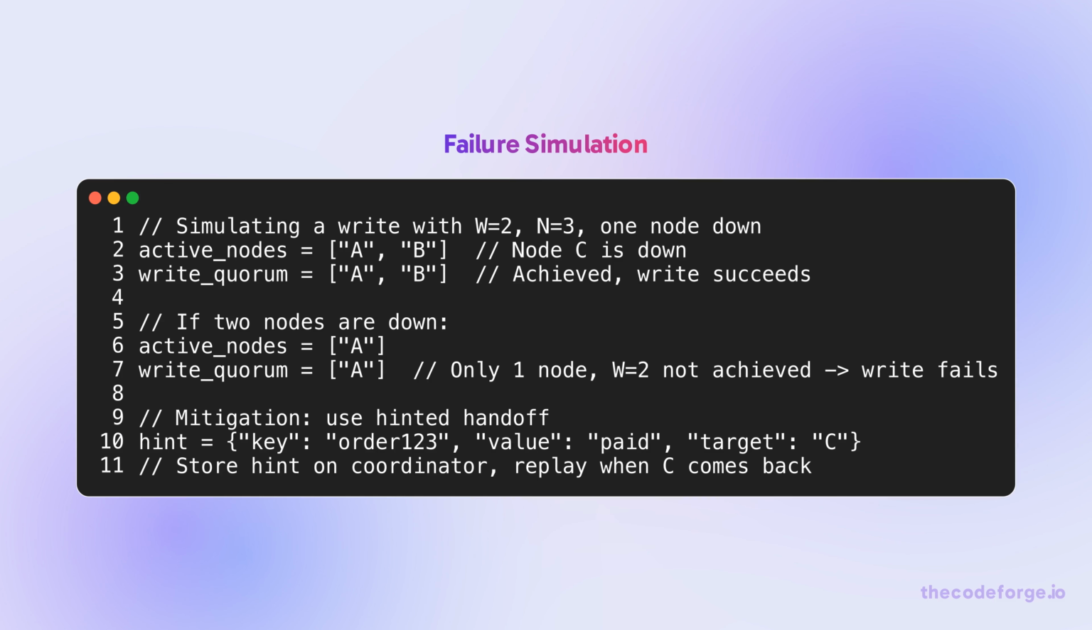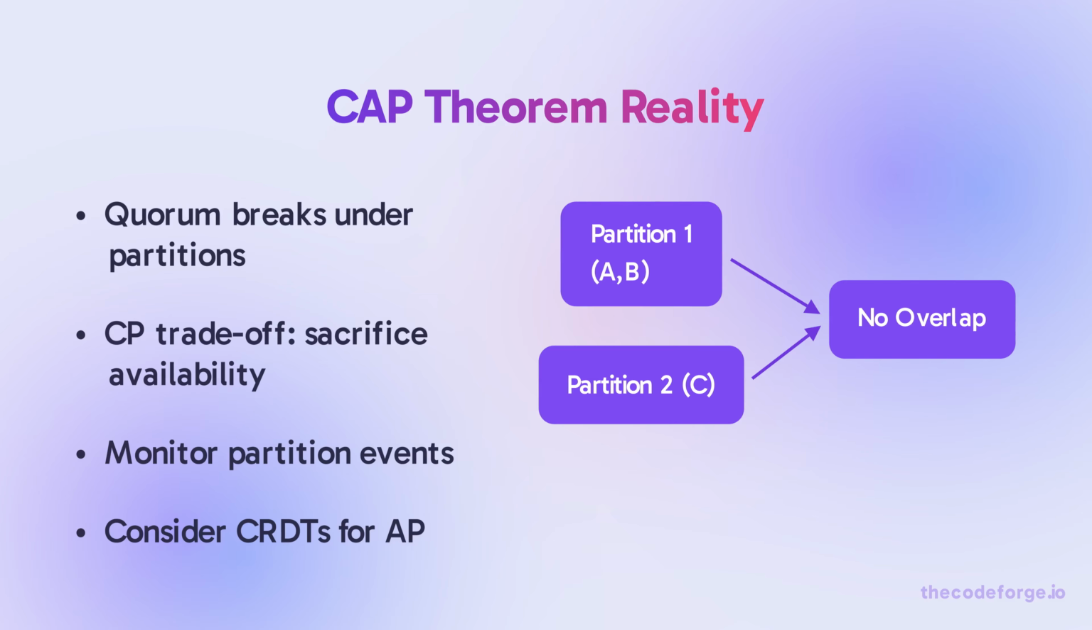Here's a simulation. With one node down, the write quorum is still achieved. But if 2 nodes are down, the write fails. Hinted handoff stores a hint on the coordinator to replay when the node comes back. Quorum R plus W greater than N is a consistency mechanism, but it's not a silver bullet. Under network partitions, the guarantee breaks.